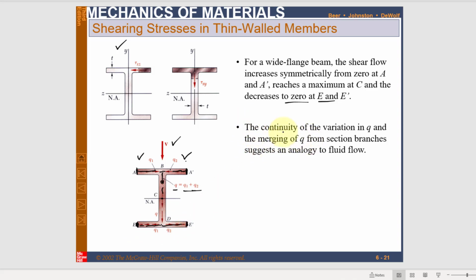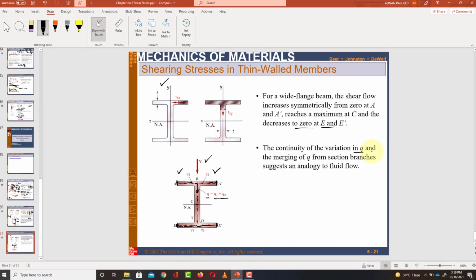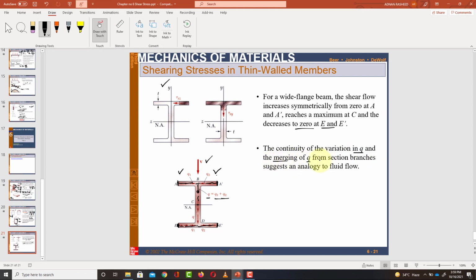And it is the same as the continuity of variation in Q, and the merging of Q from section branches suggests an analogy of fluid flow. So it also follows the analogy of fluid flow: from A and A dash it comes, then it merges and flows towards C, and on reaching point D it moves toward E and E dash, and then it becomes 0. So this is how the shear flow varies in a thin walled member, wide flange beam or short flange beam.